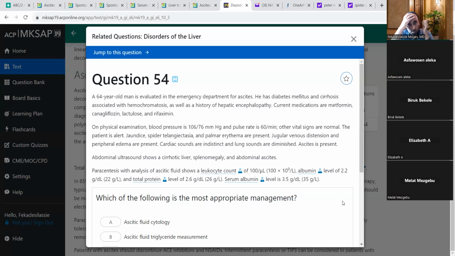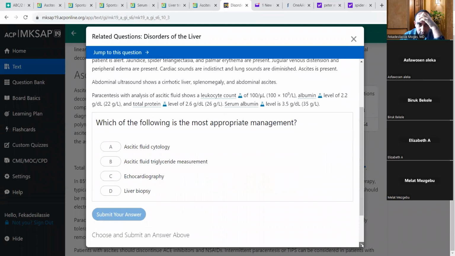Paracentesis with analysis of ascitic fluid shows leukocyte count of 100 per microliter, albumin level of 2.2 grams per deciliter, total protein level of 2.6 grams per deciliter, and serum albumin level is 3.5 grams per deciliter. Which of the following is the most appropriate management? A. Ascitic fluid cytology. B. Ascitic fluid triglyceride measurement. C. Echocardiography. D. Liver biopsy.